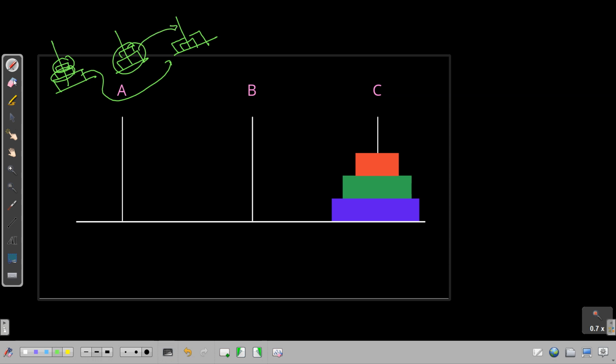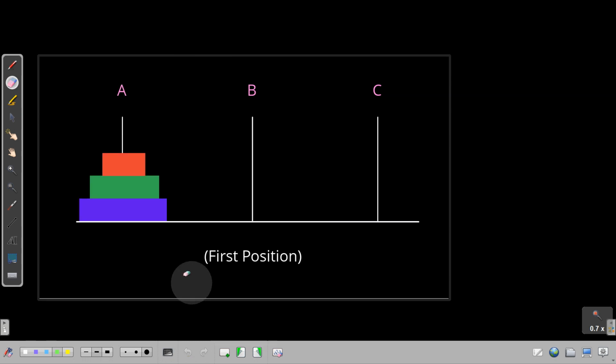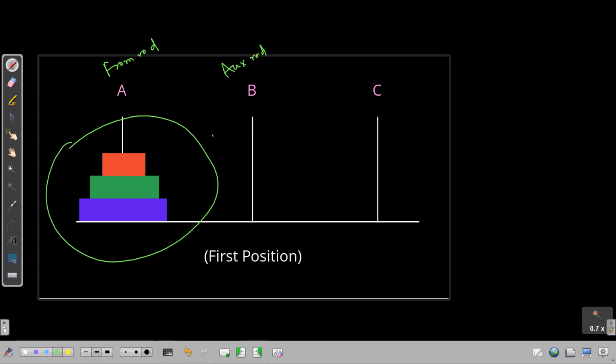Now let's name our rods. This is our first position, the from rod. This is our auxiliary rod that we are using to transfer all these blocks to this position. And this is our to rod. So what is our aim? We have to design a recursive function that transfers the blocks from the from rod to the to rod. I am writing the aim here because this is important to apply this recursion.